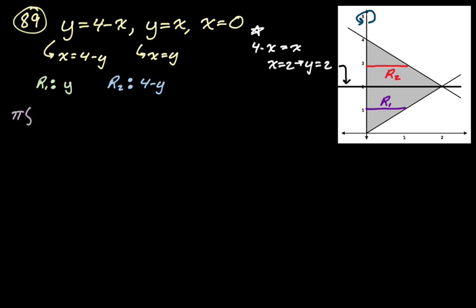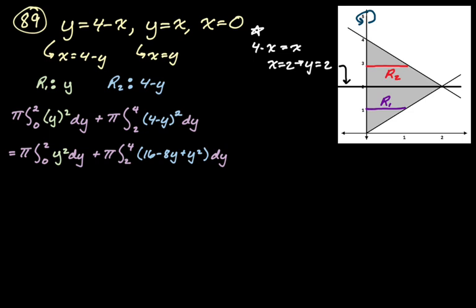We get pi, we're going from 0 to 2 of R1 squared, which is just that, plus pi from 2 to 4 of R2 squared, so quantity 4 minus y squared dy. Sometimes I deal with that by reversing the power rule, like reversing the chain rule. In this case, I just expanded it. I don't know which one is easier. So pi of y squared from 0 to 2, and then pi of 16 minus 8y plus y squared from 2 to 4. We have to integrate, so it's just all reversing the power rule.